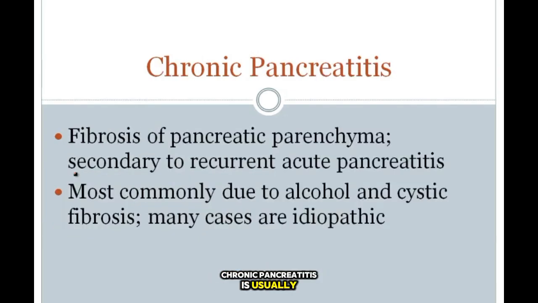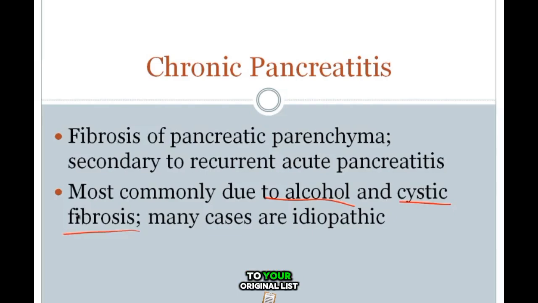Chronic pancreatitis is usually due to recurrent bouts of acute pancreatitis. And so you can imagine as you keep getting bouts of acute pancreatitis, eventually you're going to get fibrosis of the pancreatic parenchyma, and that is called chronic pancreatitis. Now, the most common causes are alcohol in adults and cystic fibrosis in children.